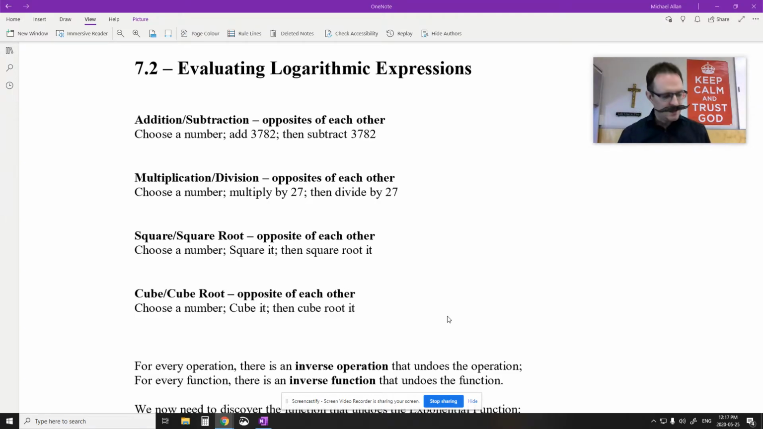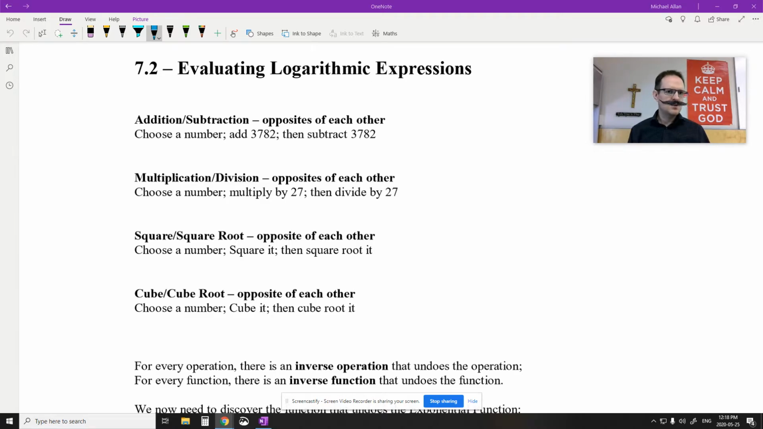Math 30-2s, we're going to go over our next chapter, our last chapter of the year, logarithmic functions. This is very closely related to exponential functions, the previous chapter we just did, and you'll see very soon why that is. The first four things here just want to talk about addition and subtraction, and how they relate to each other. Same thing with multiplication, division, squaring, square roots, cubes and cube roots.